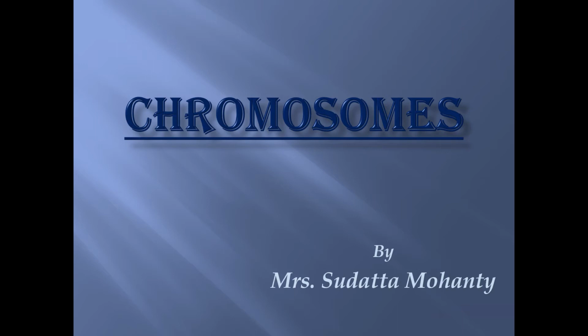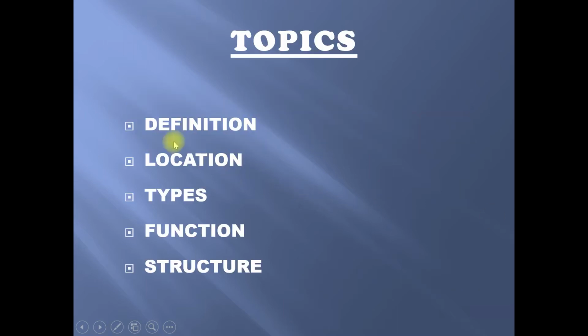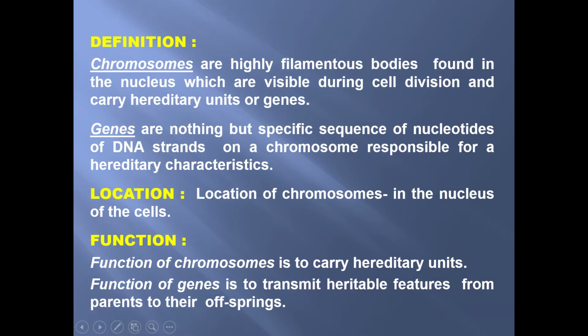Now, good morning, students. Today we are going to study about chromosomes, and these chromosomes were first studied by Walter Fleming, a German scientist, in 1882. So, the topics that we are going to deal with are definition of chromosomes, its location, types, function, structure, and of course its ultrastructure and DNA replication.